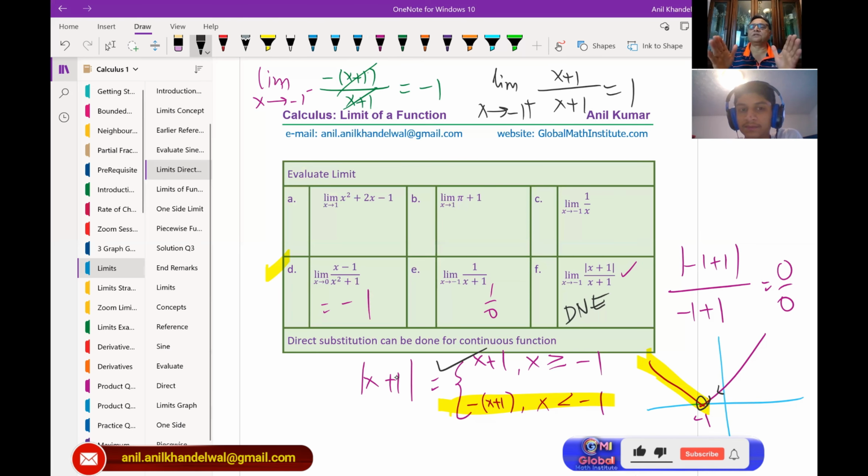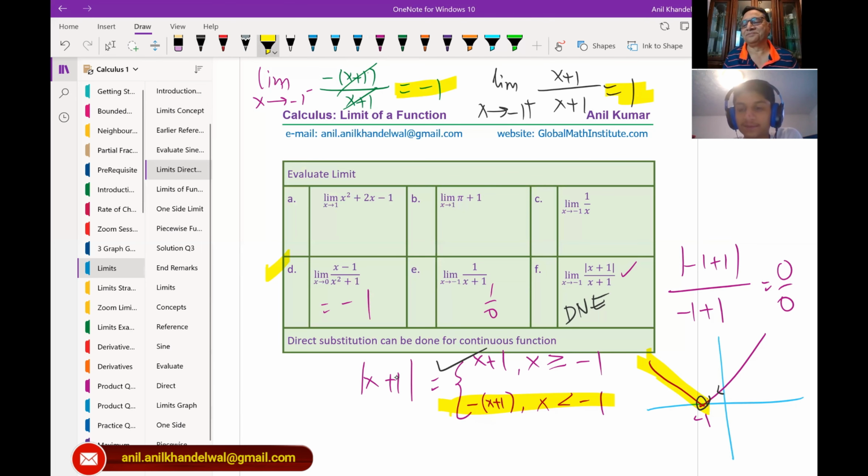When we found it from both sides, we clearly came up with values which are not the same, -1 and +1. You get the idea. Yes, sir. So two different limits, two different values. The left side limit exists, and this is -1. The right side limit exists, which is +1. Since the left side and right side do not match, the limit does not exist at x equals -1. Is that clear to you?